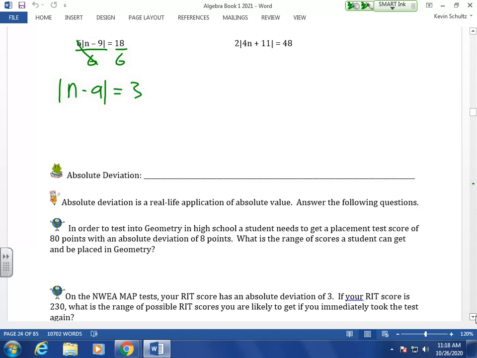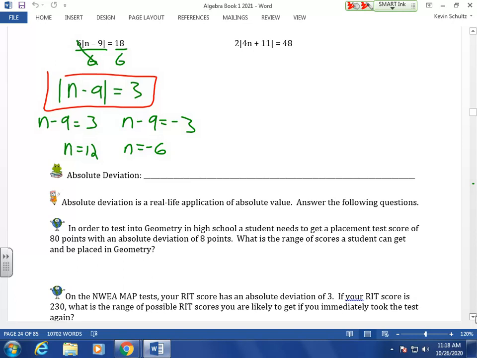Sure. Yeah. So then, recognizing that n minus 9 is a distance of 3 from 0, that means that n minus 9 can either equal 3 or it can equal negative 3. Okay? And we can add 9 to both sides in both equations, and n can be 12 or n can be negative 6. And if we plug those values back in, even to just this equation here, we see they work. 12 minus 9 equals 3. The absolute value of 3 is positive 3.